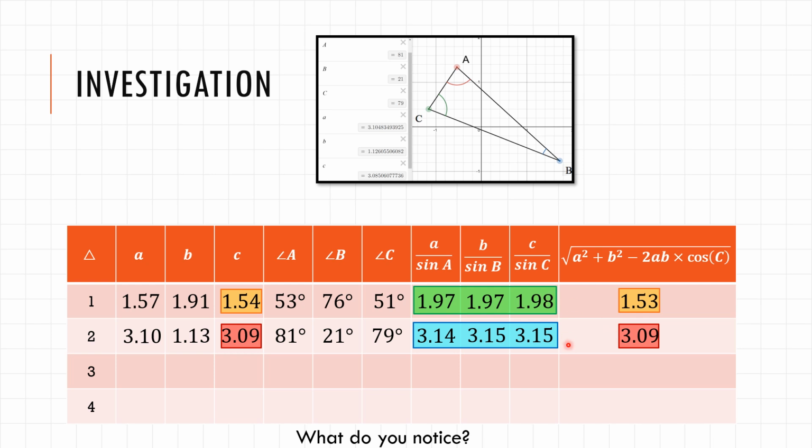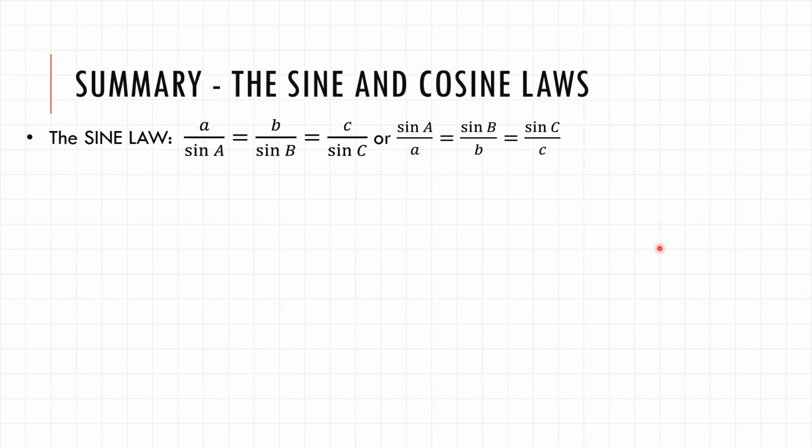So these two are actually called the sine and cosine laws because we use the sine ratio over here and we use the cosine ratio here. The sine law is as follows. A over sine A equals B over sine B equals C over sine C. Or you could flip them all upside down and it would still be true as well.